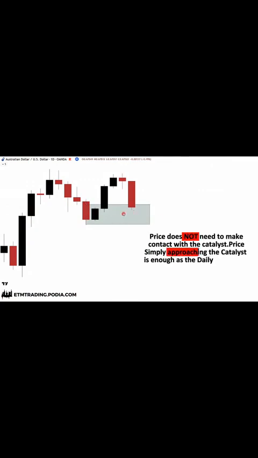So here we have our catalyst. As a reminder, price doesn't need to make contact with your catalyst every single time. Your catalyst could be right here, with price simply being near the area. Most important, below the 50%. So this will be the 50% of the range. If price is below that 50%, price is already in a discounted zone, and vice versa, price would be in premium. So keep that in mind.